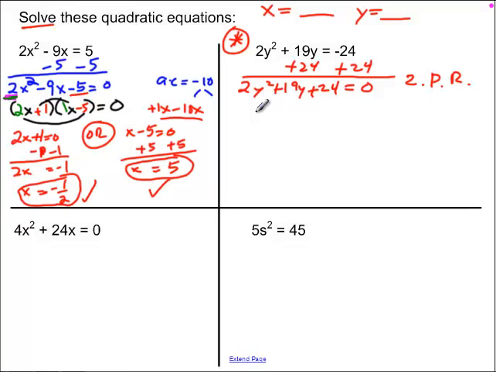And I'm going to recommend again, we could use the AC method. We could say AC equals 2 times 24 is 48, find some factor pairs, and then replace that plus 19y with the factor pairs. But because 2 is a prime number, and because we've got a plus here, it makes it a lot easier to factor. When we've got a sum here, the factors have to have the same sign.